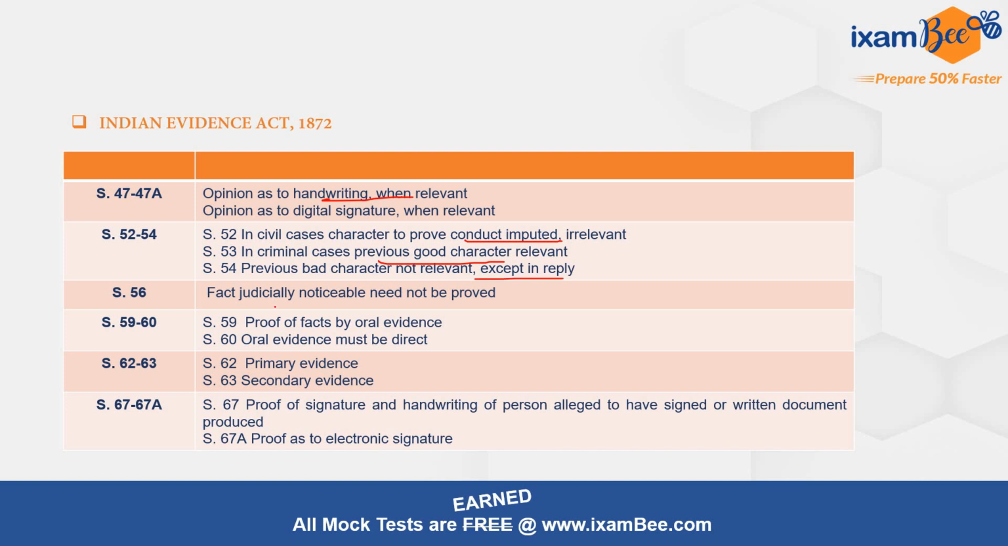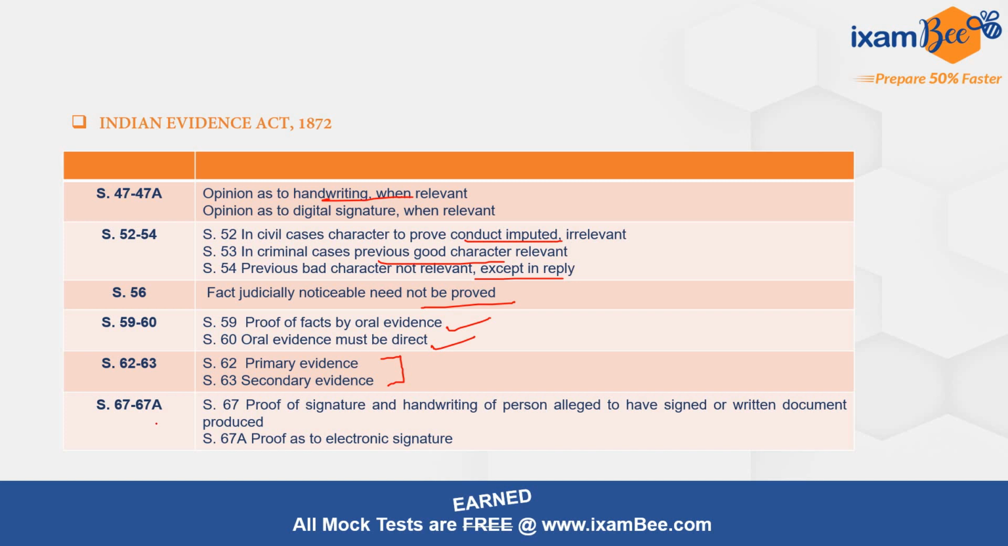Section 56 जो की बात करता है facts judicially noticeable, they are not required to be proved, provisions with respect to that. Then 59 and 60 is important because यहाँ पे provisions हैं proof of facts by oral evidence, and oral evidence must be direct. And then section 62 and 63 very important because primary evidence, secondary evidence, the provisions related to that, all those aspects have been covered. So ये बहुत important है.